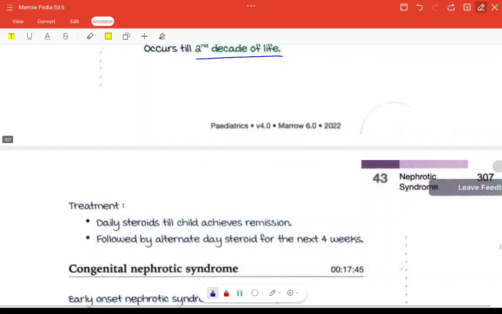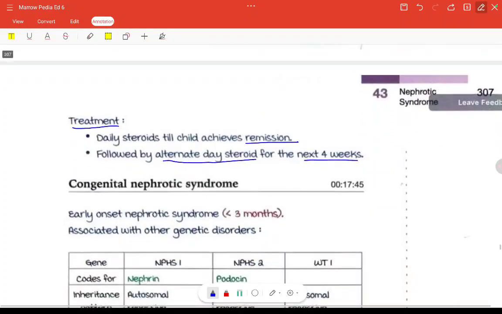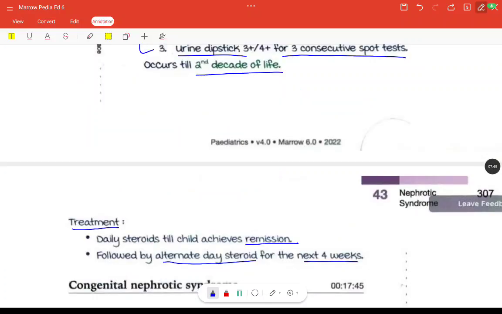Moving ahead, this is the treatment of relapse. Daily steroids till the child achieves remission. We saw what remission was: the urine dipstick being negative or nil for 3 consecutive days, followed by alternate day steroids for the next 4 weeks. Remission usually occurs within 7 to 14 days. Let's see how much time she takes. Congenital nephrotic syndrome is early onset nephrotic syndrome, less than 3 months. Fine, so treatment after remission is alternate day steroids for the next 4 weeks.